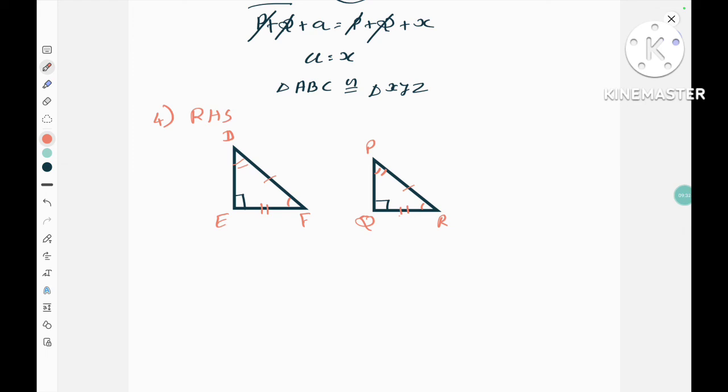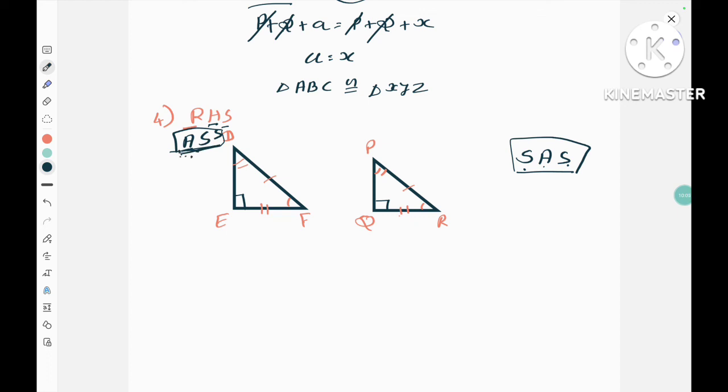R is what? Of course it is a right angle, but at the end it is an angle. H is what? Hypotenuse, but overall it is a side, and this is the side. In the second rule we learned that we have to follow the SAS order. If it is not in this order, then it is not congruent. But look over here: if the triangles are right-angled, then the order can change.